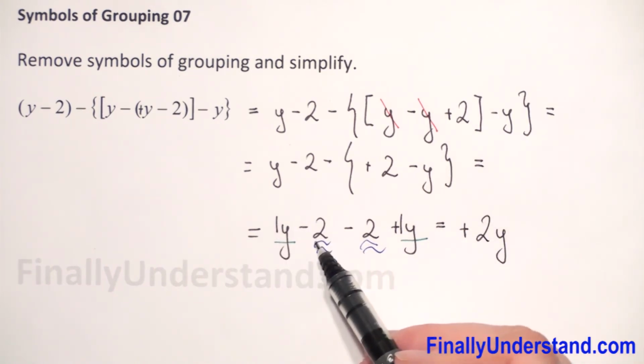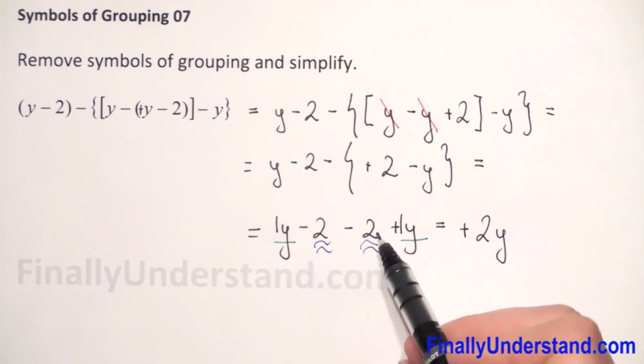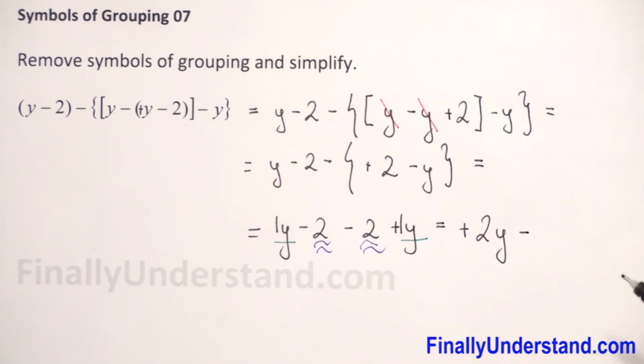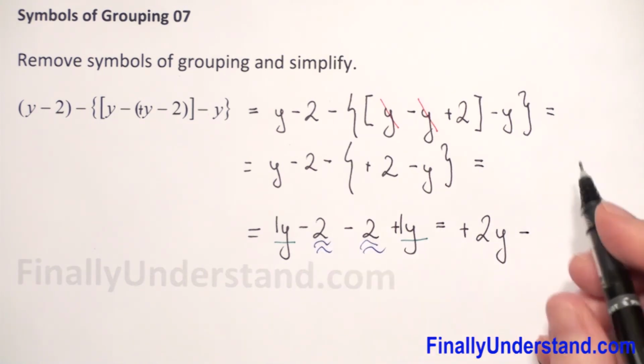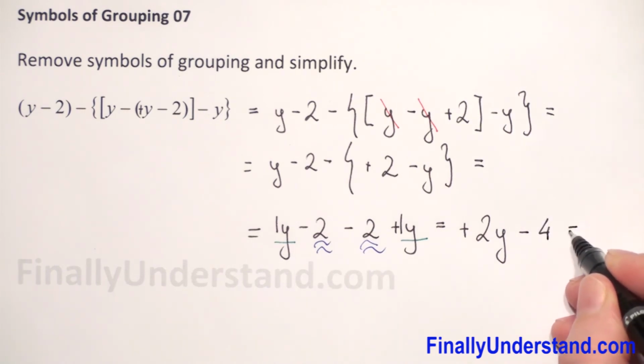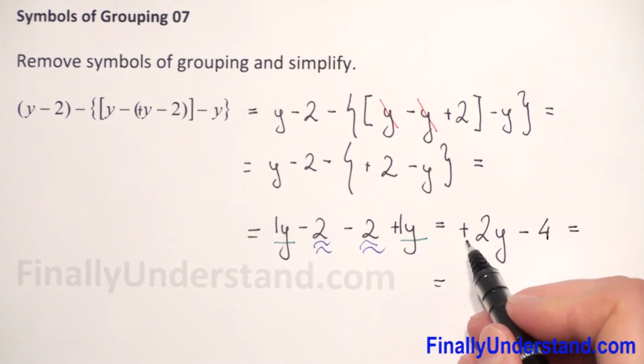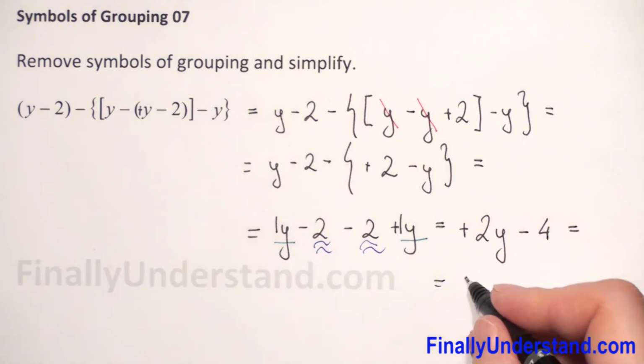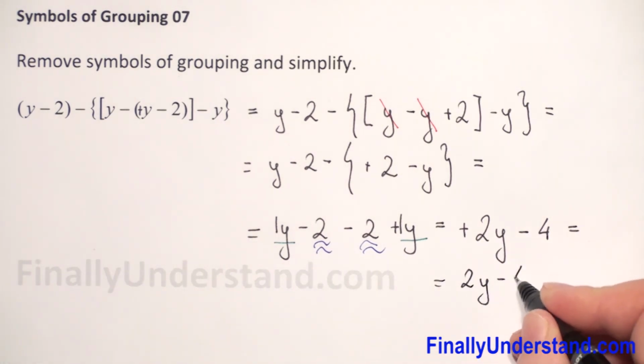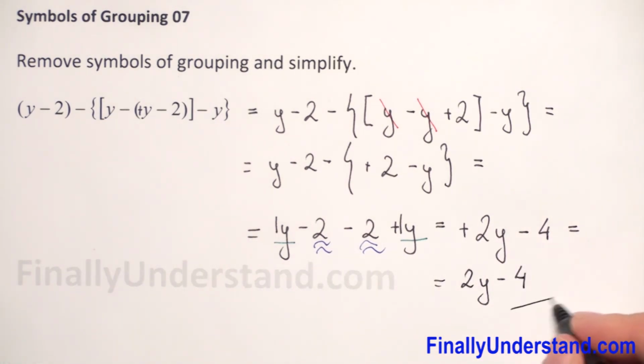And next we have negative 2 and negative 2. Both terms are negative, so we keep the sign negative and we just add 2 plus 2 is 4. So this is equal. We don't have to write a positive sign before the first term, so we have just 2y minus 4. This is my solution.